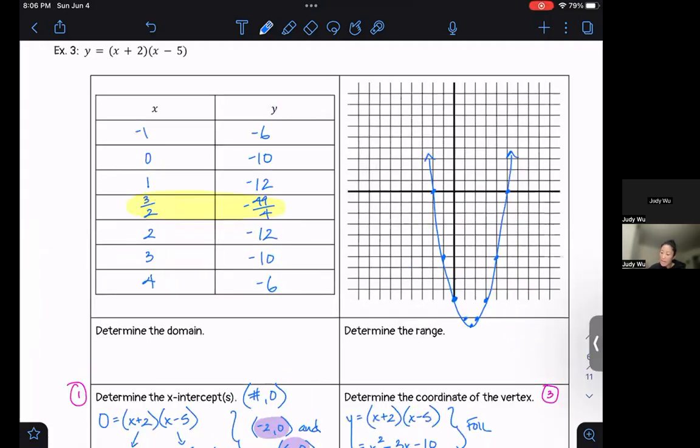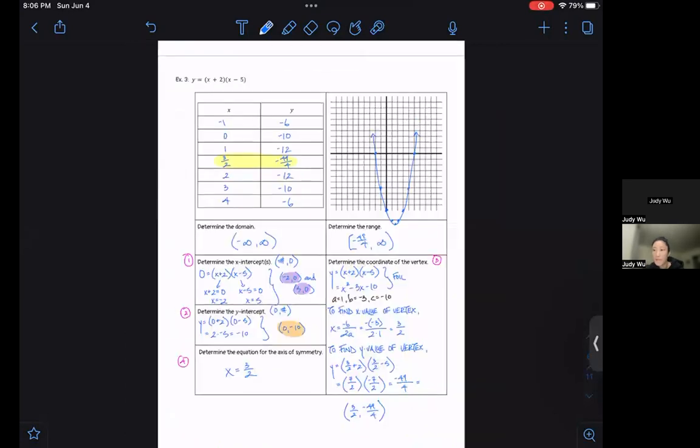And now we can finish off with our domain and range. Domain, negative infinity to positive infinity. Range, I'm starting at negative 49 over 4, and I'm going up to positive infinity. So let's get this all on one page for us. And we can see that we've got all of this worked out for a factored form.